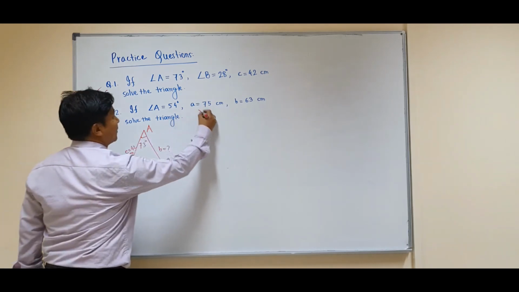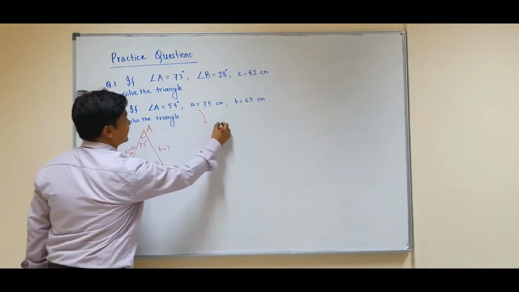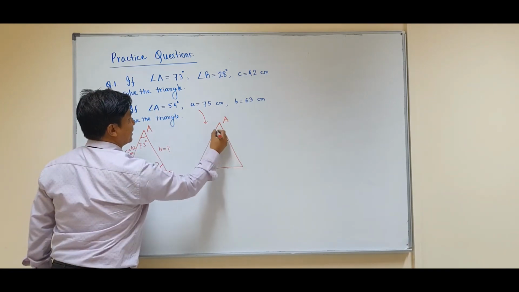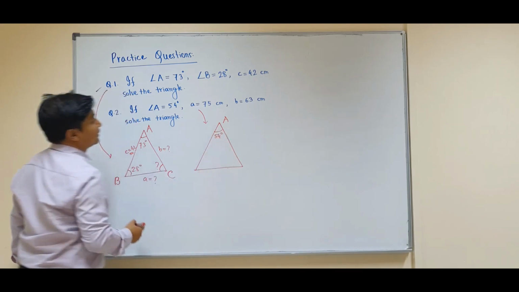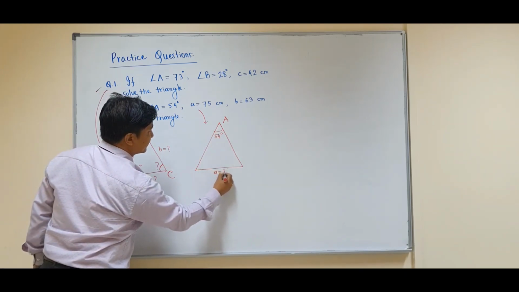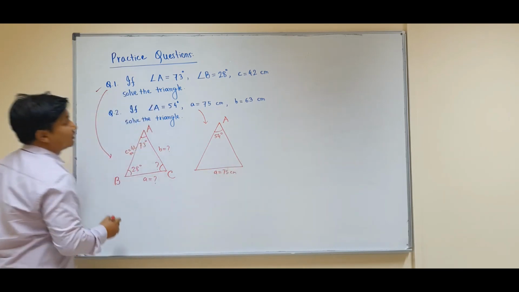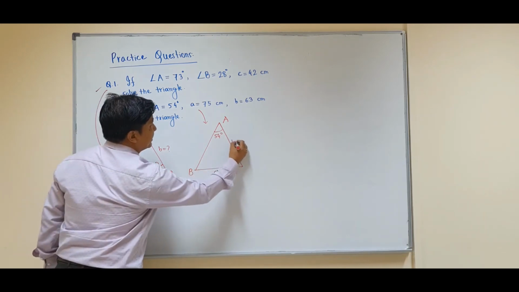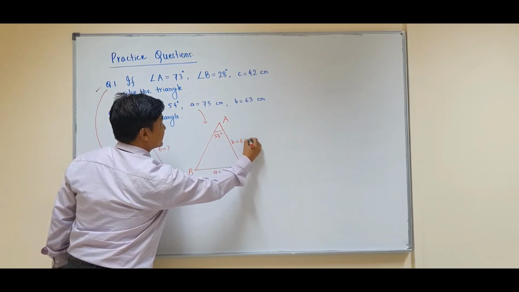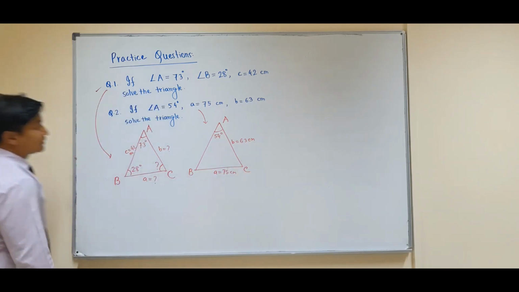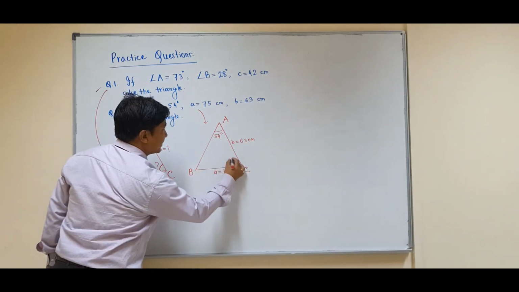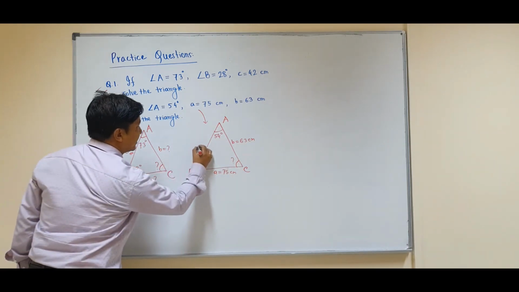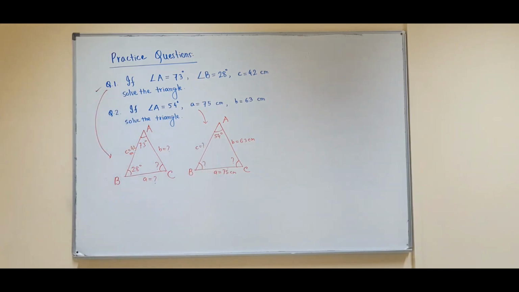Question number 2. The diagram says that angle A is 54 degree, side a is 75 centimeter, and side b is 63 centimeter. Angle C we want to find out, angle B how much we want to find out, and small c how much we want to find out.